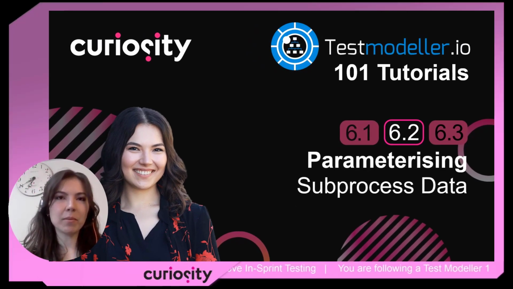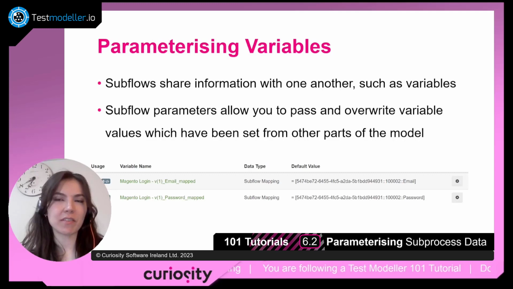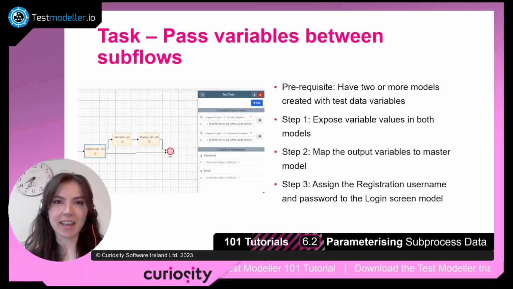In this chapter, we'll be covering how to parameterize your subprocess data. Within a master model, subflows can share information with one another, such as variables, and subflow parameters allow you to pass and overwrite variable values that have been set from other parts of the model. For the task today, we'll be passing variables between two subflows.